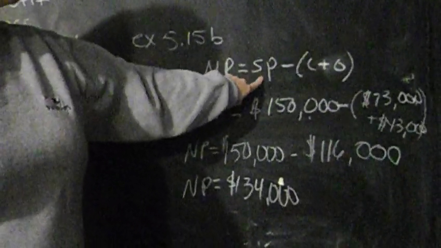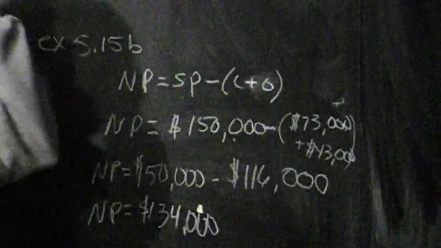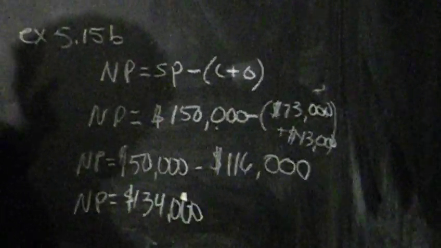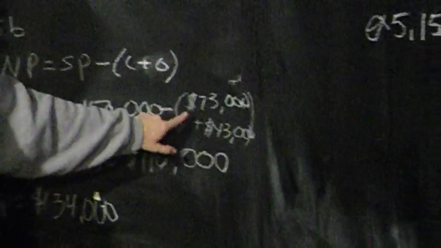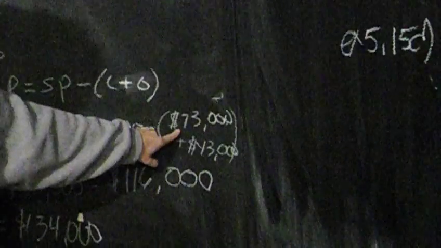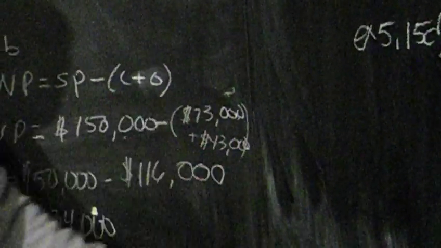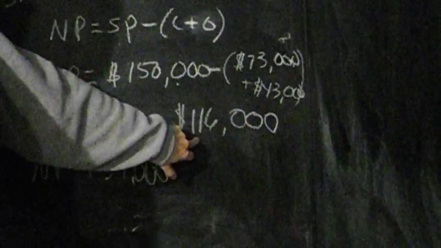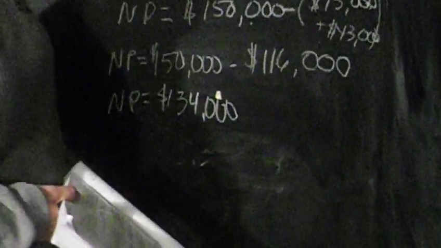So here's the formula. Net profit equals selling price minus, in parentheses, the cost plus the overhead. So we have to add those two things together. So for the net profit, he made $150,000 minus the $73,000, which was what he paid for the merchandise, and the $43,000 was his overhead. So you have to add those two together. So that becomes $116,000. Then you take 150,000 minus the 116,000, and you come up with a net profit of $34,000.